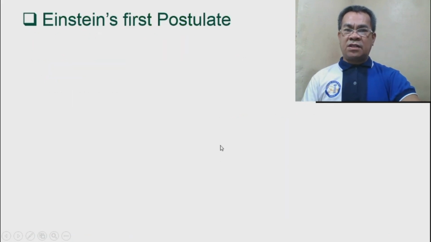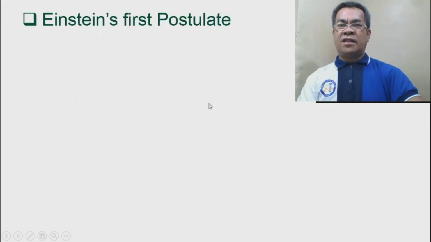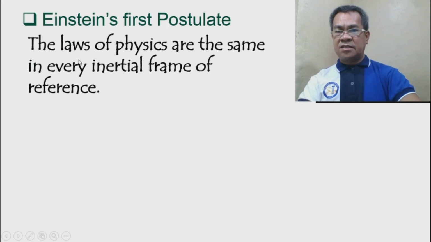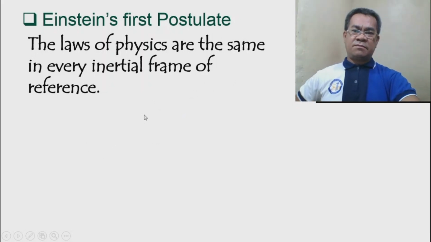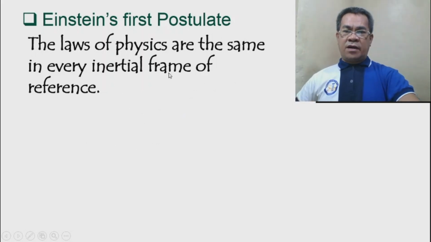Now, the first postulate of Einstein says that the laws of physics are the same in every inertial frame of reference. So, in describing motion, there might be a different answer for every inertial frame of reference, but all of them use the same laws of physics.